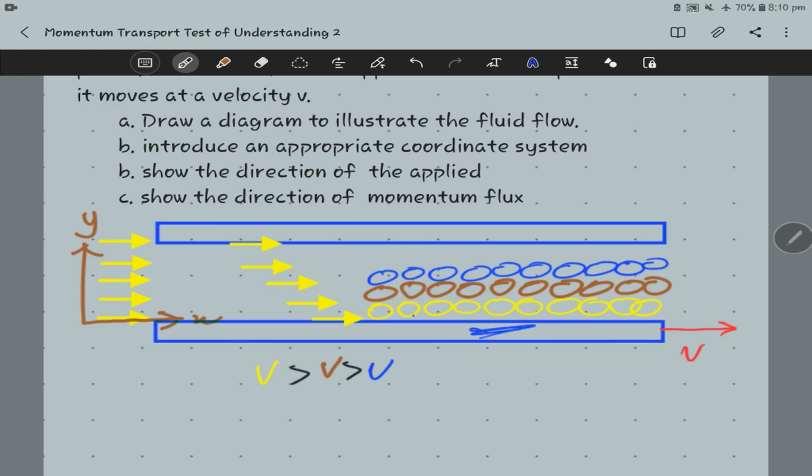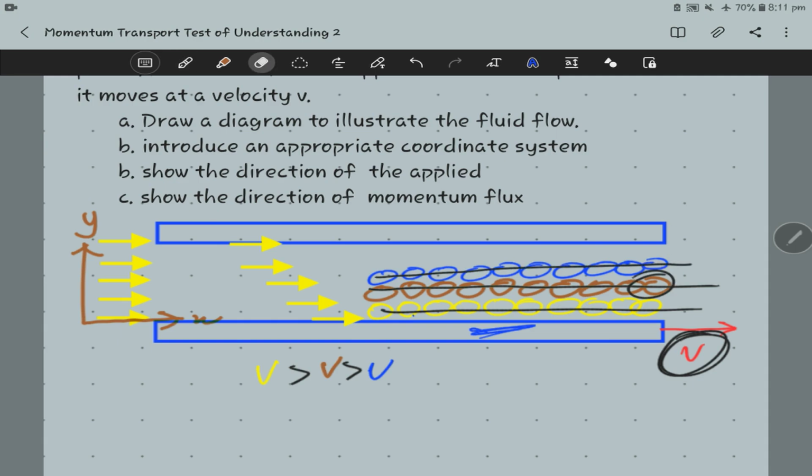Why? Because of the no slip effect, and the ones closest to the plate are closest, so they will try to move as close as possible to the velocity of the plate. This one will try and move as close as it can. The layer here will try and move as close as it can to the velocity of this one, but still be lower. And then this will try to move closer to this, but still be lower. So basically that's because of the no slip effect.